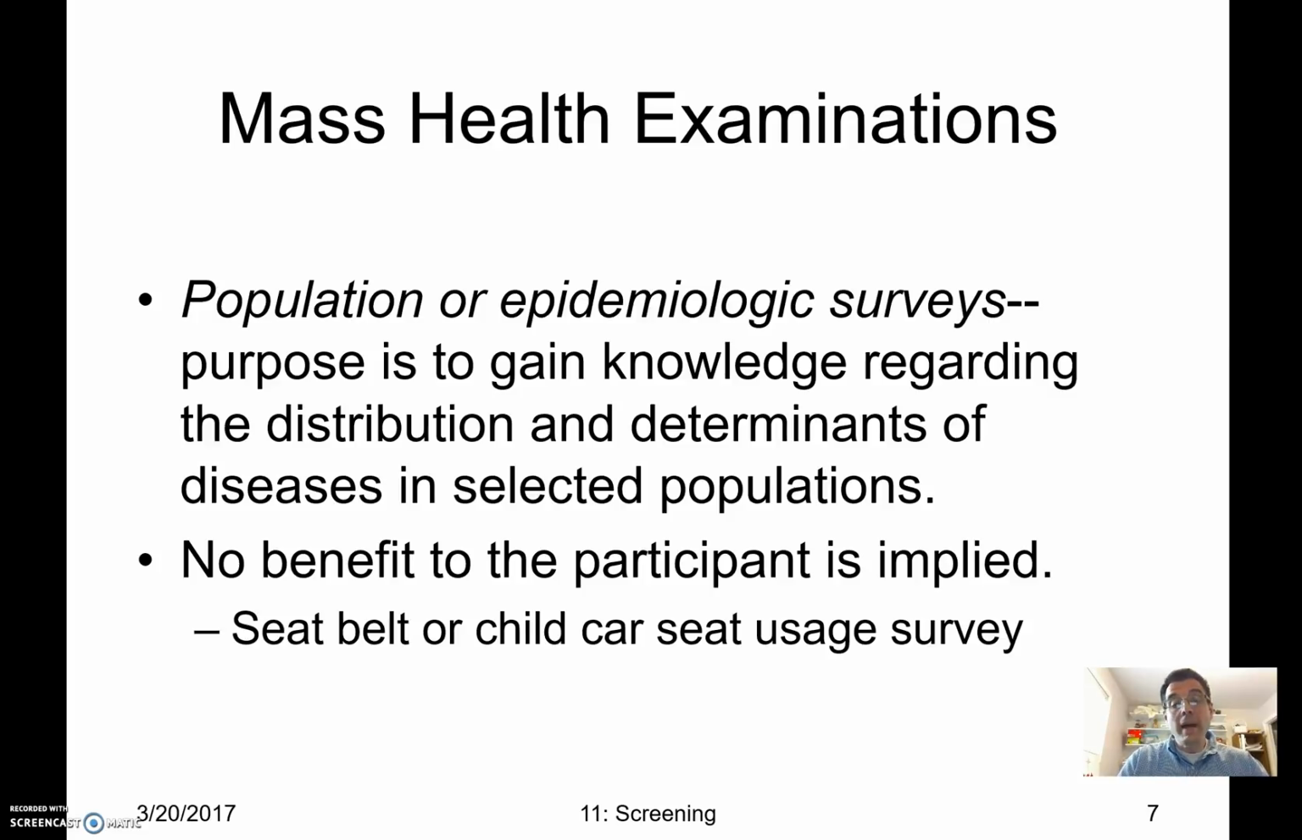There's oftentimes no benefit to the participant when you do these types of screening surveys. For example, you could look at seatbelt usage or car seat usage surveys where people go in and they could receive education, but oftentimes there's other data that's collected and there's no immediate benefit to them participating, as in that particular data won't go back to them to help provide additional change or control. But it helps a public health entity to know where to direct specific types of prevention as well as treatment.